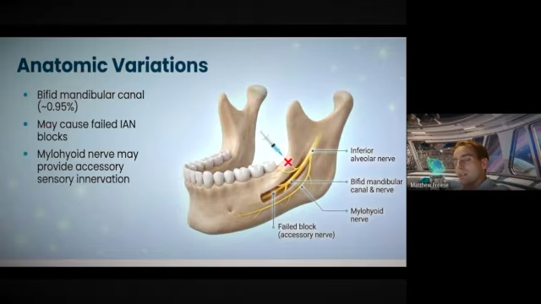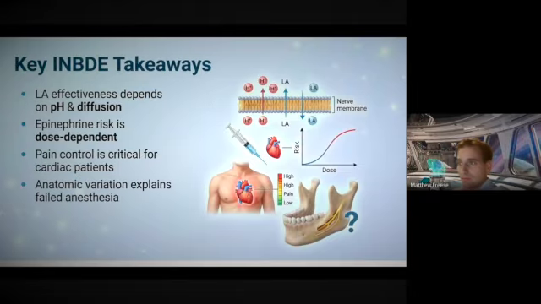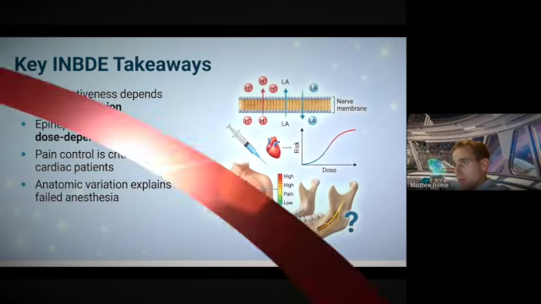Anatomic variations include a bifid mandibular canal in 0.95%, so less than 1% of patients, and this can cause repeated IAN blocks. Also, the mylohyoid nerve may provide accessory sensory innervation, especially to mandibular incisors. So the key takeaways for the INBDE are that local anesthesia anatomy is never, well, the question.